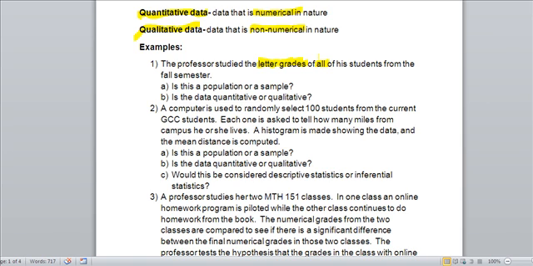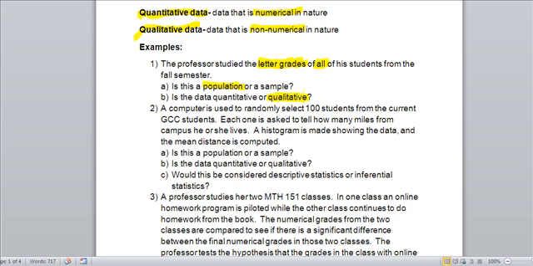So part A, is this a population or a sample? I look at the word all, and that tells me it's a population. If he studied only a sampling of or selected a few, then it would be a sample. But since he's studying the letter grades of all of his students, that would be a population. Is the data quantitative or qualitative? The letter grades tell us it is qualitative, not quantitative. Remember, qualitative data is non-numerical, whereas quantitative data would be numerical.